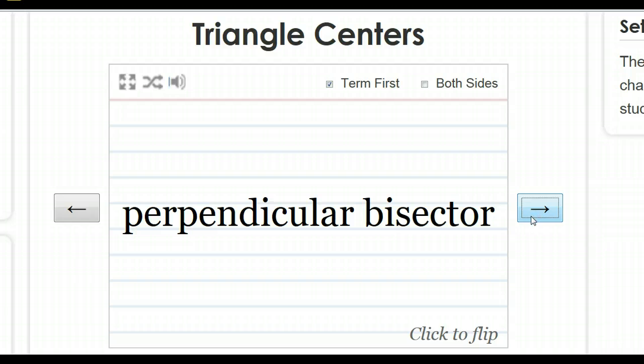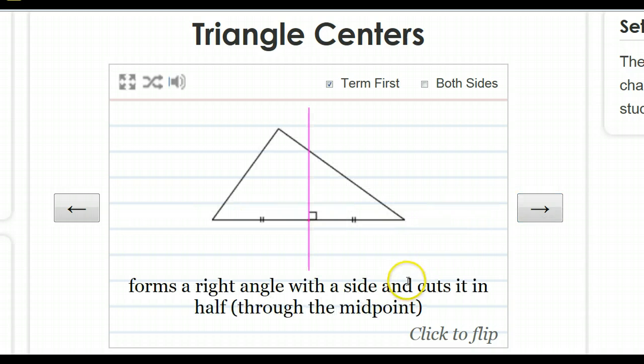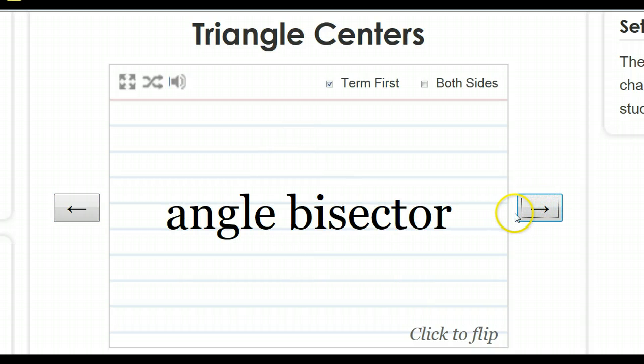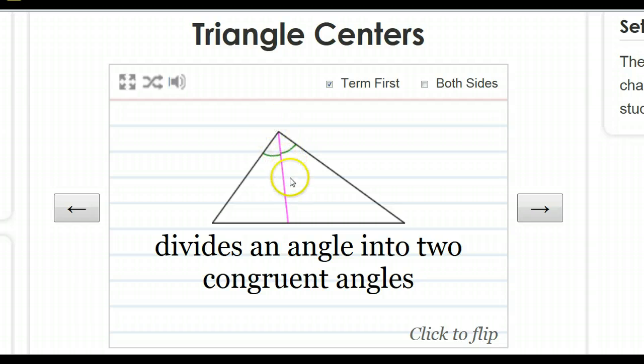Okay, picture in your mind what a perpendicular bisector looks like. Perpendicular bisector. Remember, it's got to be perpendicular and it's got to cut the side in half. So this is a perpendicular bisector. What is an angle bisector? It splits the angle in half. It does not have to touch the midpoint. It just splits the angle in half.